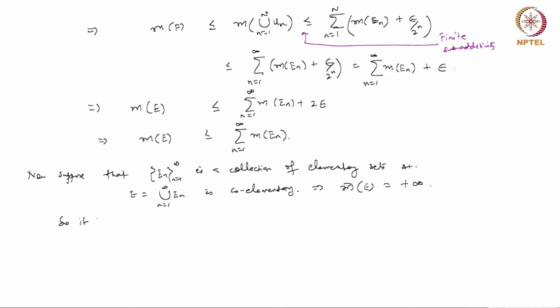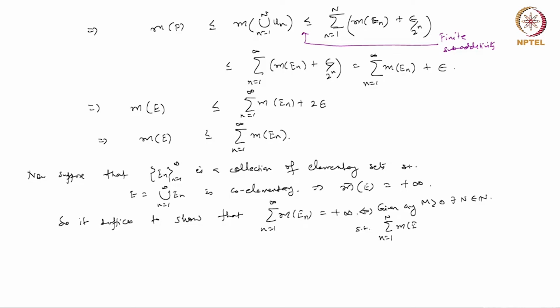So it suffices to show that the sum of m(En), n equal to 1 to infinity, is also equal to plus infinity, which is to say that given any capital M greater than 0, there exists N in the natural numbers such that the partial sum from n equal to 1 to capital N of m(En) is greater than or equal to capital M. So this shows that when you take the limit as N goes to infinity, you get plus infinity.